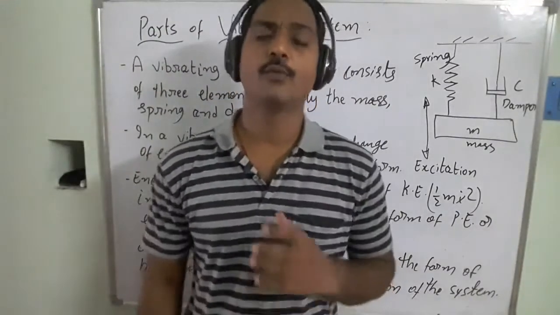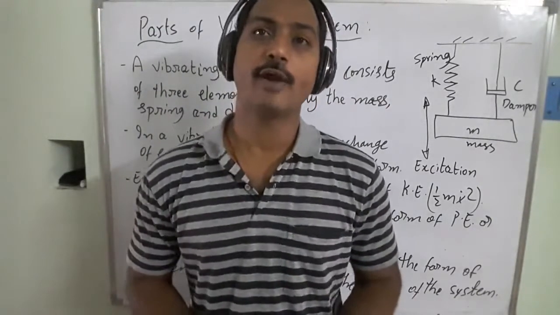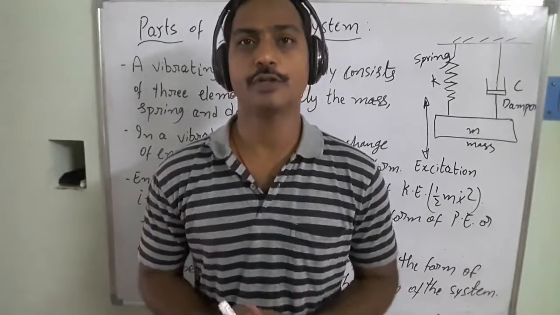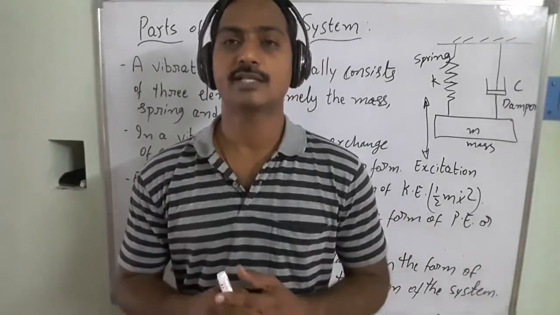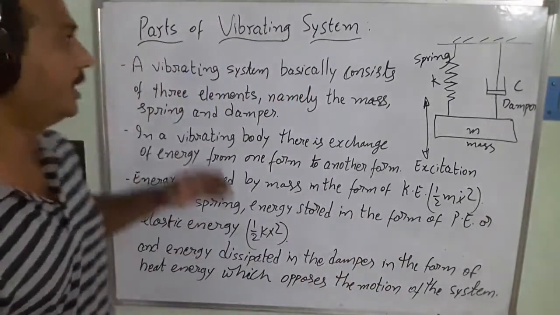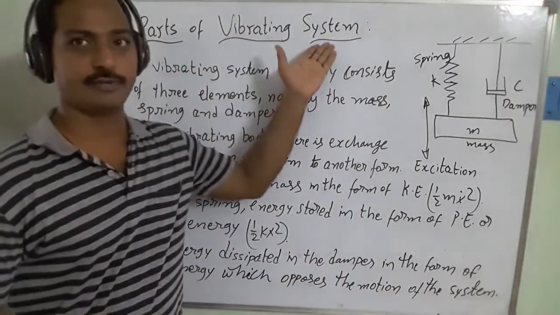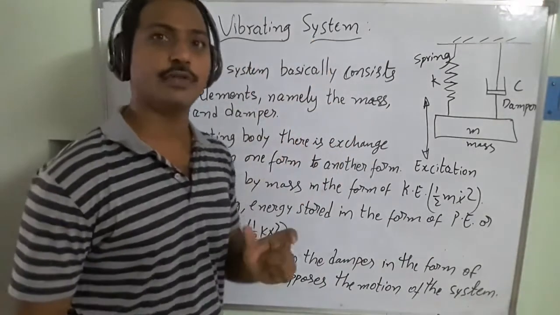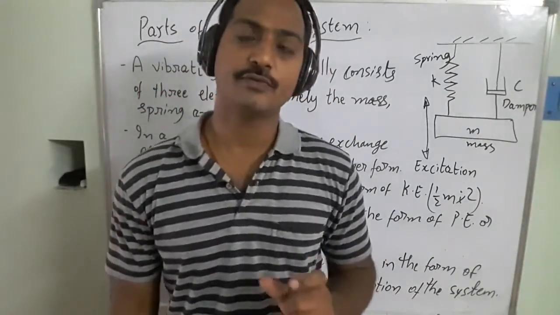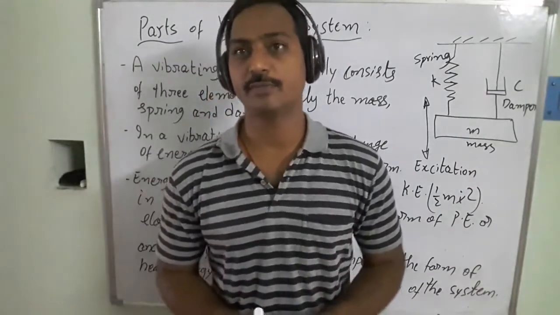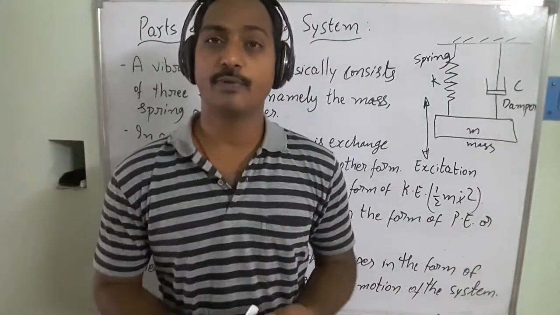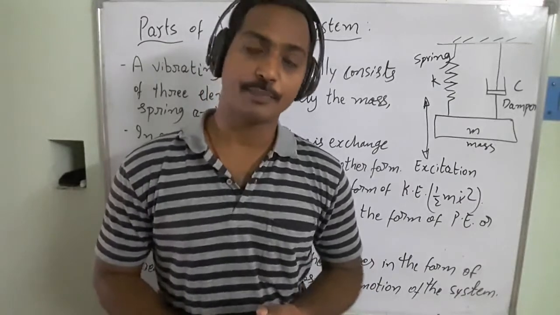In the last topic, we have seen the basics of the vibration system. In continuation of that, in this topic, we are going to learn the parts of a vibrating system. From the basics of vibrations, we understood that the basic cause for the vibrations of the system is the mass and spring, the inherent properties of the system.